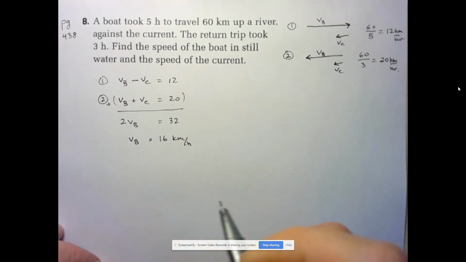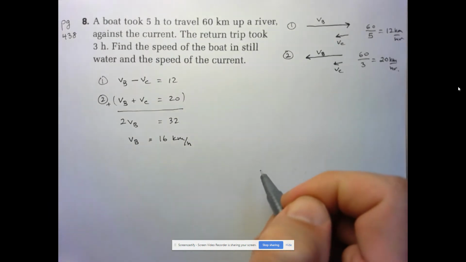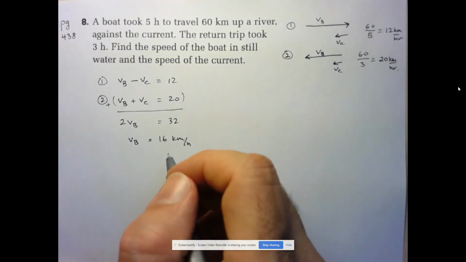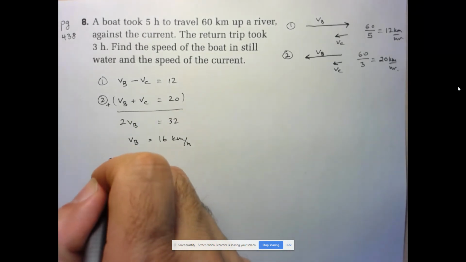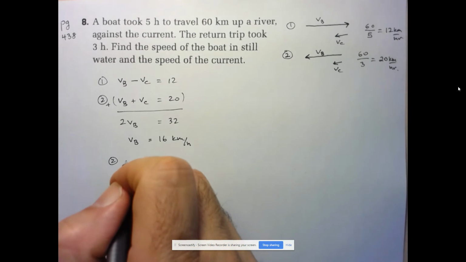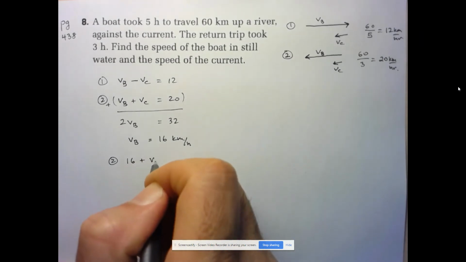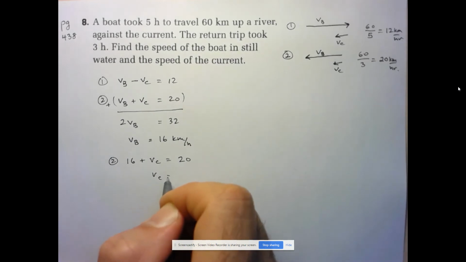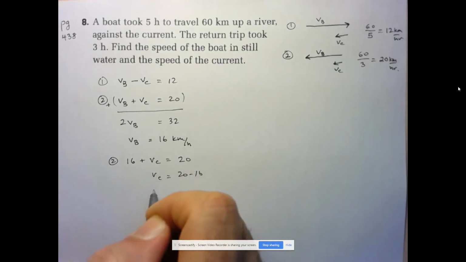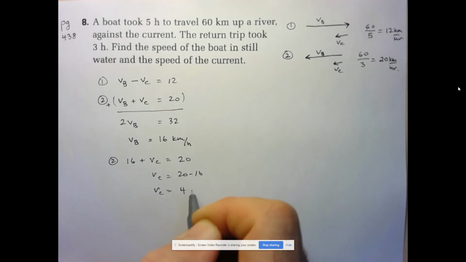Now, in order to determine the other value, we just input this into one of the equations, and I think it's easier to input it into equation 2. So the velocity of the boat is 16, plus the velocity of the current has to be equal to 20. That means that the velocity of the current is 20 minus 16, which is 4 kilometers per hour.